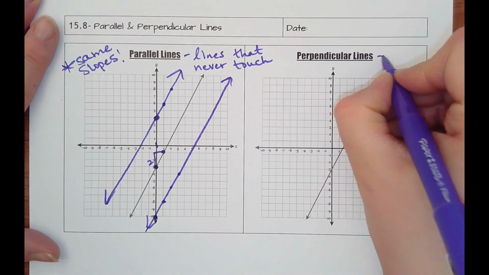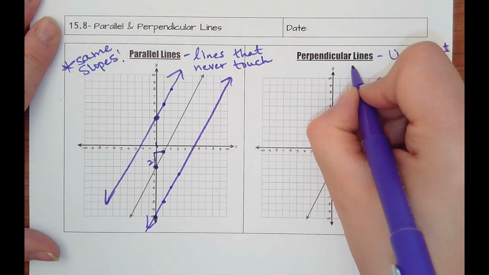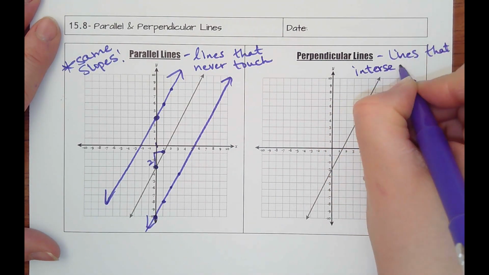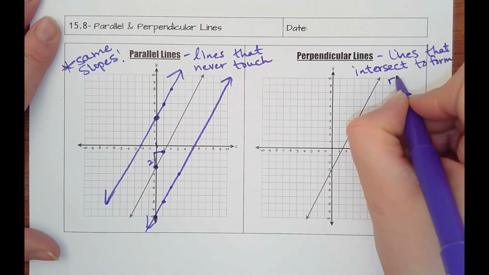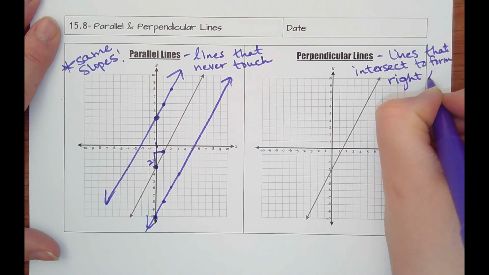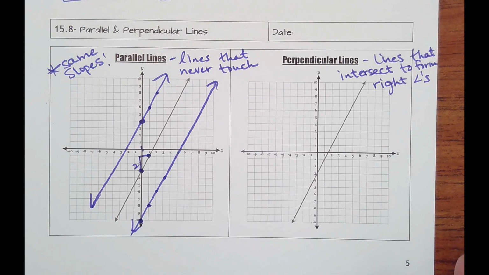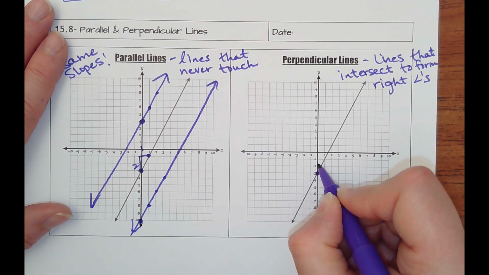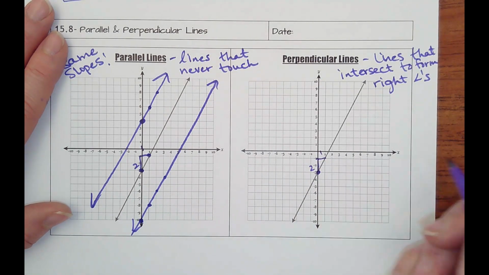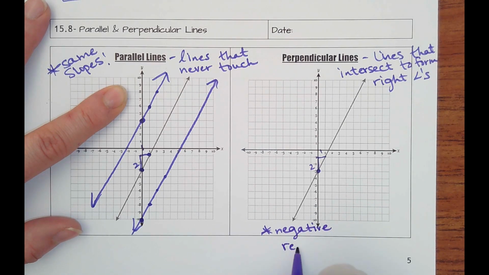Perpendicular lines are lines that intersect to form right angles. They, of course, do not have the exact same slope. I want to show you that if this has a slope, this is the same line, right? Yep, up 1, right 1. If this is up 1, right 1, we're going to have negative reciprocal slopes.